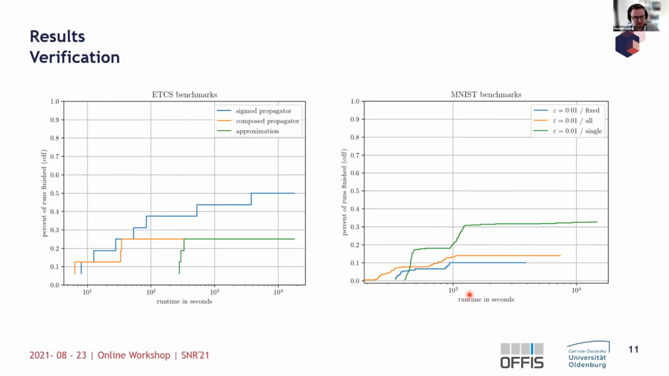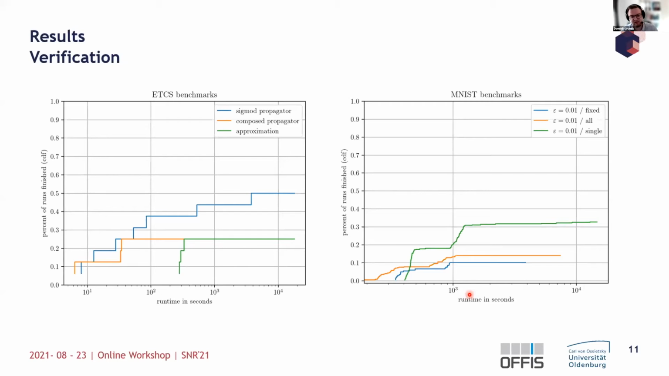For this, we see on the left side the ETCS benchmarks. Also here the comparison of the 3 propagators, and in a time window of 4 hours we see that with the new propagator we were able to finish some verifications within 4 hours. So for 50% of the models that we presented, we were able to decide something. With the other propagators, it was just about 25%. We get multiple data points here because of different neural networks regarding the number of hidden layers and neurons within, like before.